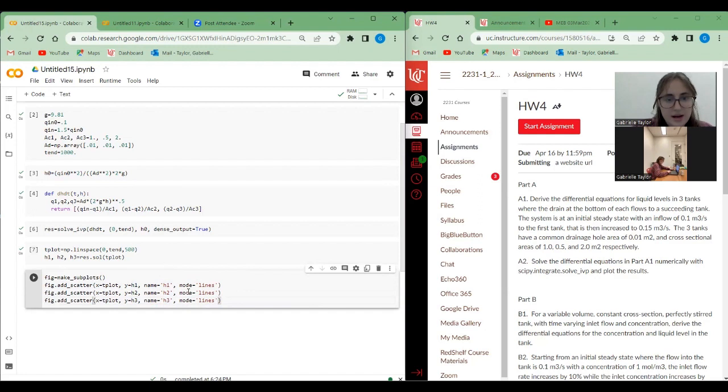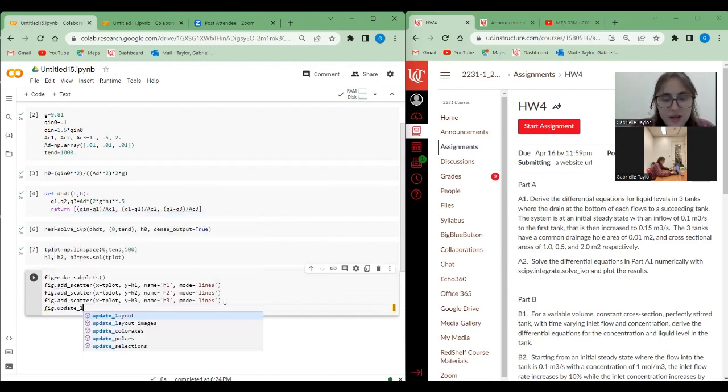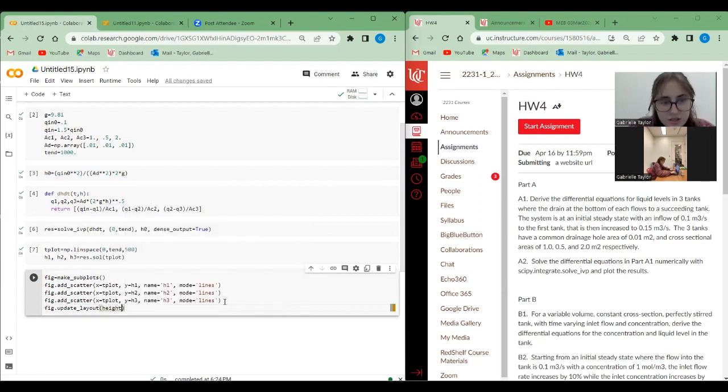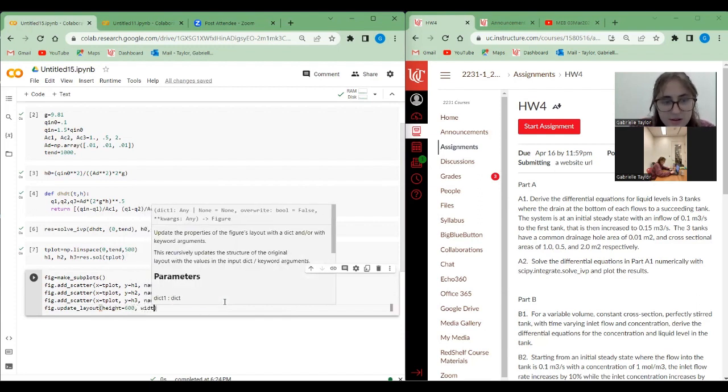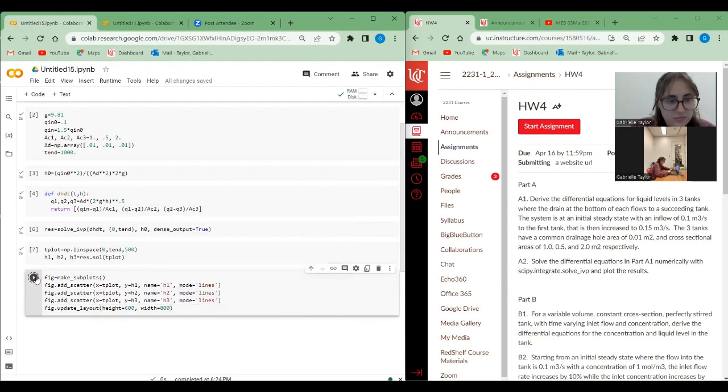And then we're going to do our layout, so fig.update_layout. We want this to have a height of 600, and we want our width to be 800. Let's just see what we get.